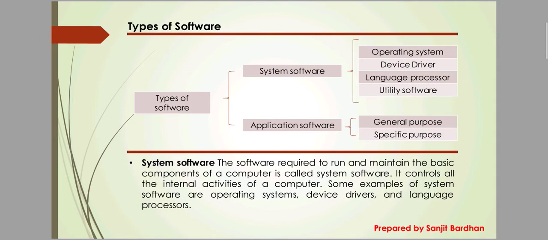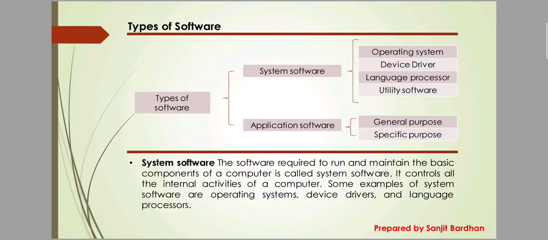Here you can see the list of the types of software. There are two types of software: one is system software, one is application software. System software is classified into four categories: operating system, device driver, language processor and utility software. And the second is application software, which is divided into two categories: general purpose and specific purpose software. Okay, these are the types of software.